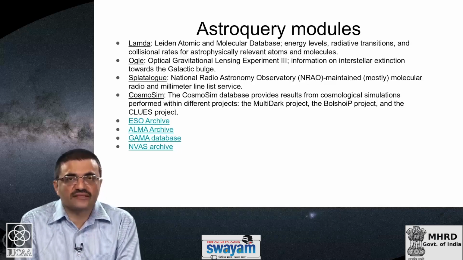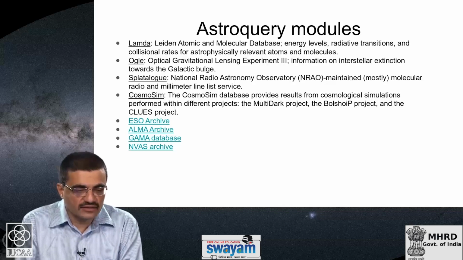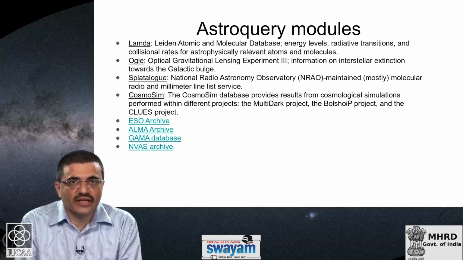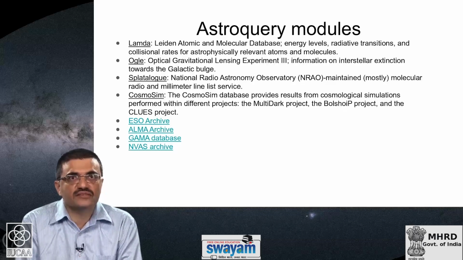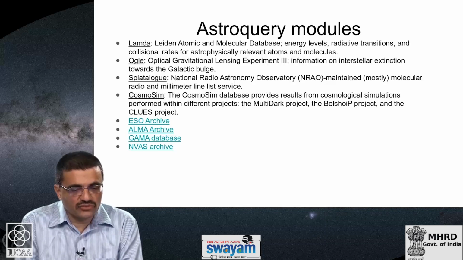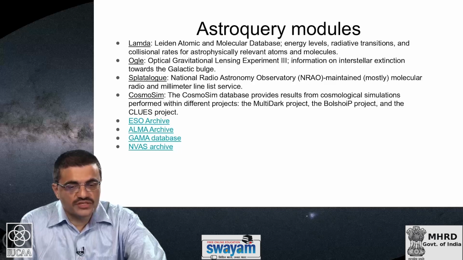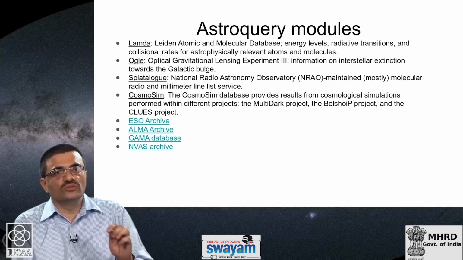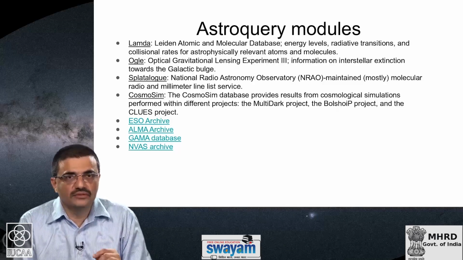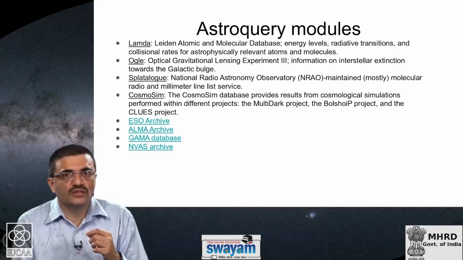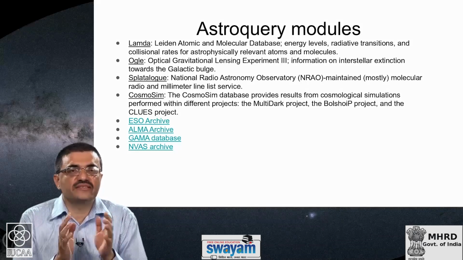Besides this, you can gain access to the ESO archive, the ALMA archive and the GAMA database. GAMA is a galaxy evolution survey that has been carried out with many different telescopes, including the Hubble Space Telescope, and of course, the NVAS archive. So, as you can see that through a single module, it becomes possible to access any sub package.